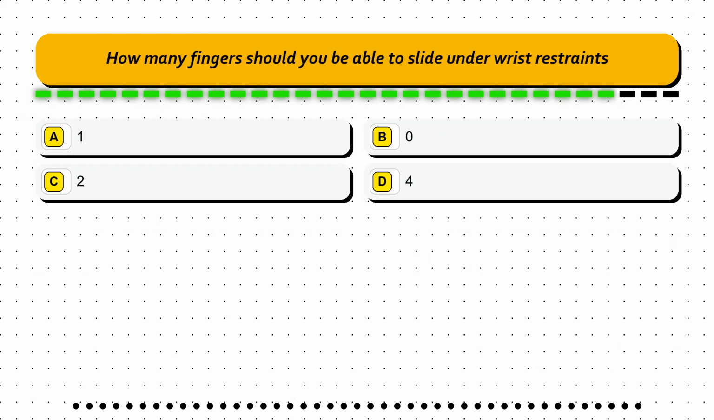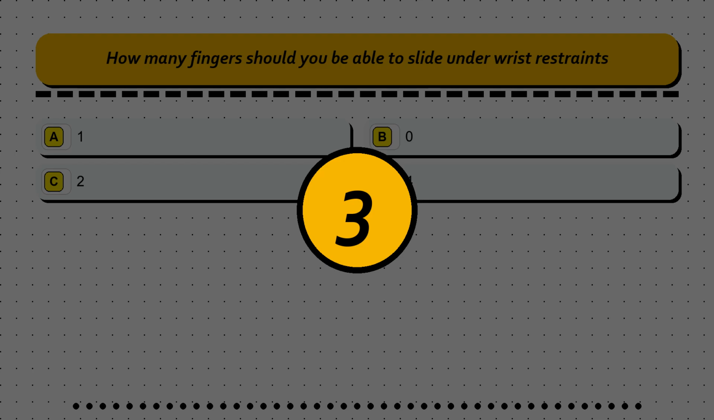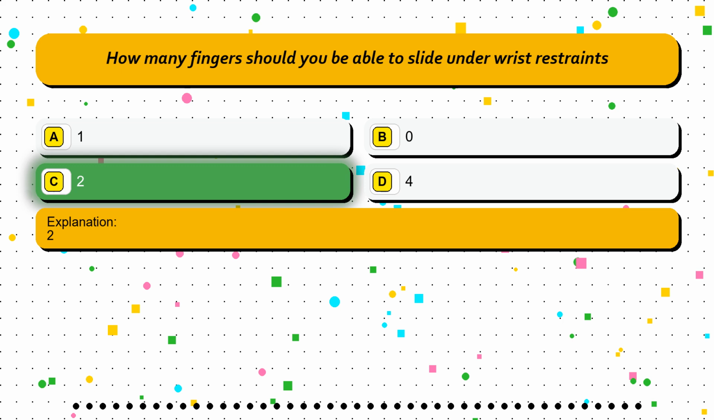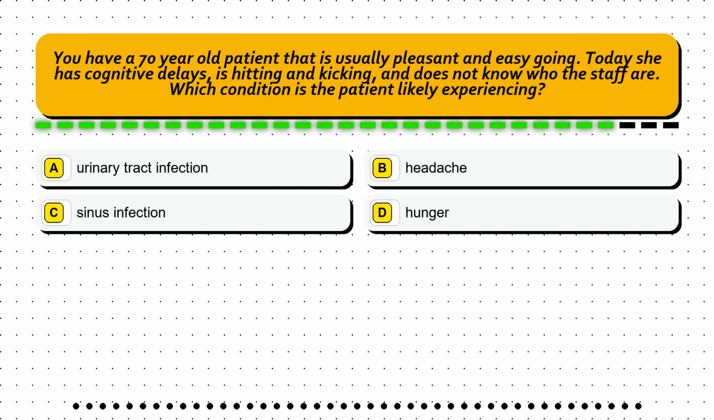Question 18. How many fingers should you be able to slide under wrist restraints? Option A, 1. Option B, 0. Option C, 2. Option D, 4. The correct answer is option C, 2.